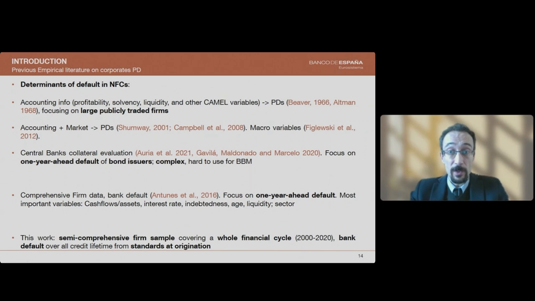In this work, what we bring in is that we will be looking at a semi-comprehensive firm sample. It will be for firms in Spain. It will cover a whole financial cycle, which we believe is important to really detect the relationship with risk. And we will focus on bank default over all the credit lifetime of the loan, looking at standards at origination. This is important for us because if limits to credit standards were implemented, those should be implemented when the credit is granted, and we care about default, not just in the short term, but also in the medium term. And so we believe it is important to consider the whole life cycle of the loan.